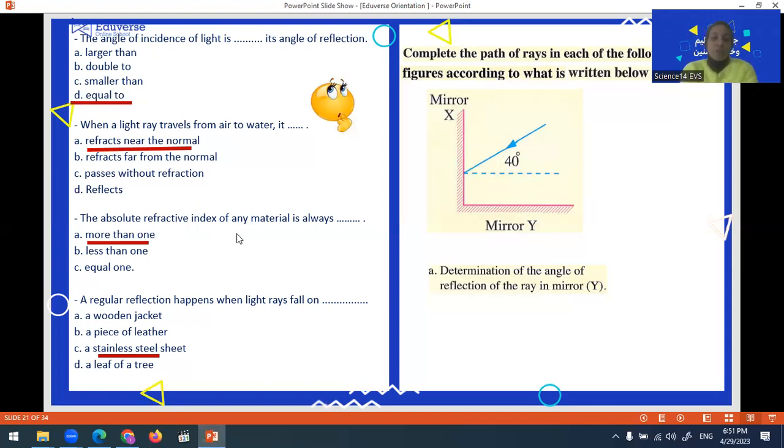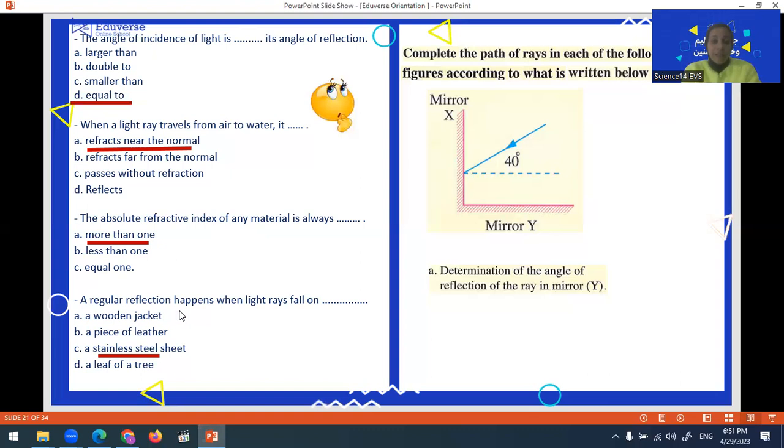The absolute refractive index of any material is always more than 1. As we said, it's the velocity of the light through the air over the velocity of the light through any other transparent medium. So the bigger number will be up and the lower will be down. So the answer will always be greater than 1.